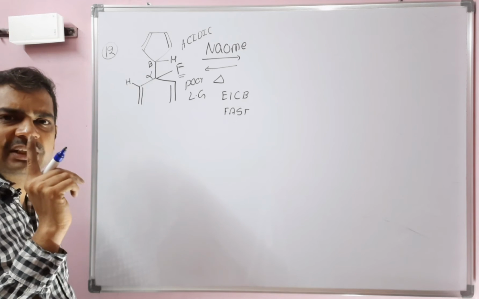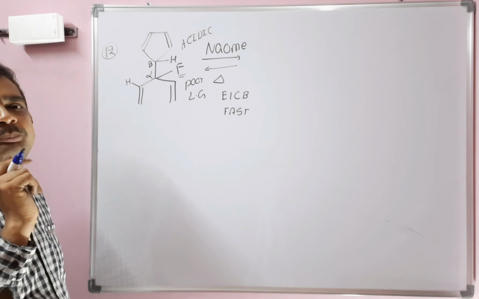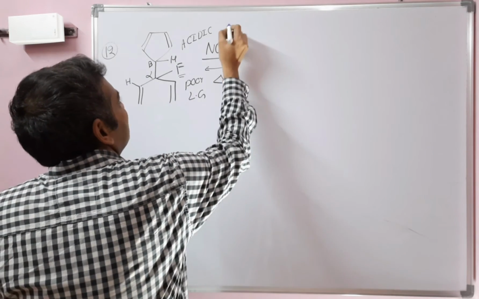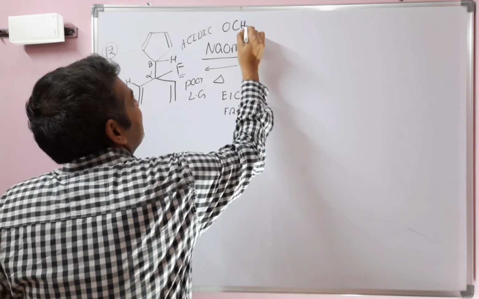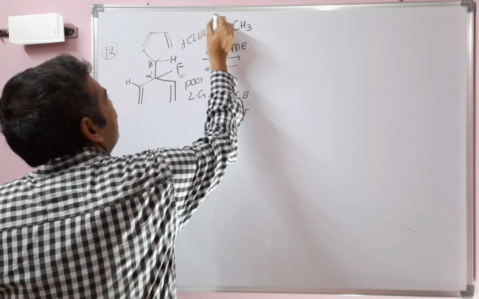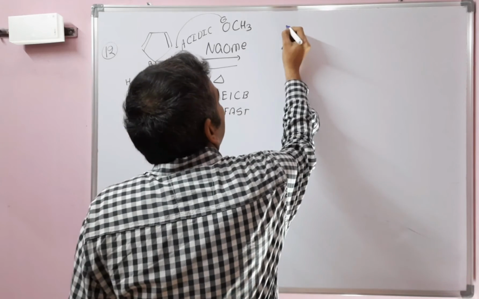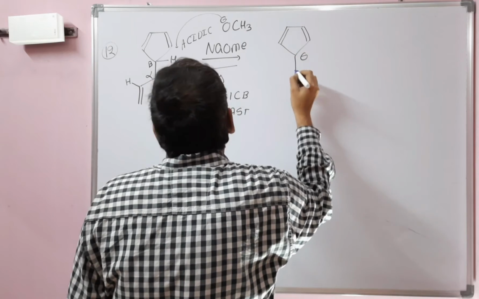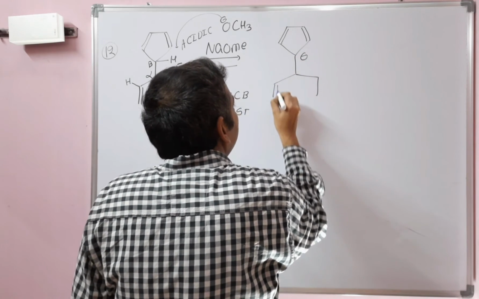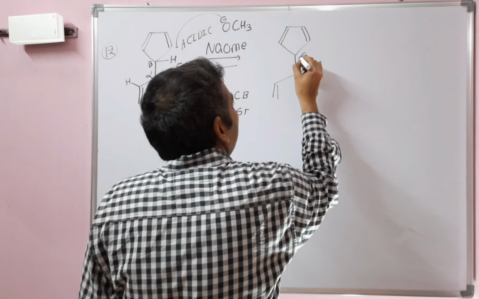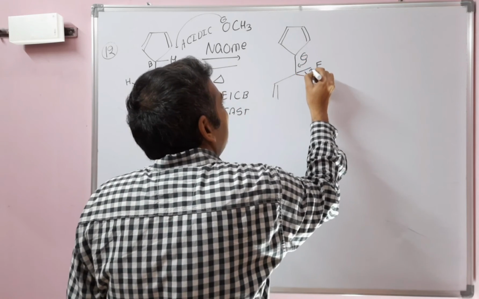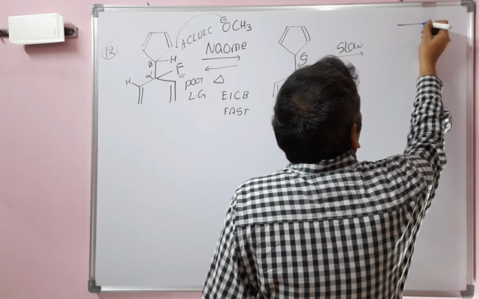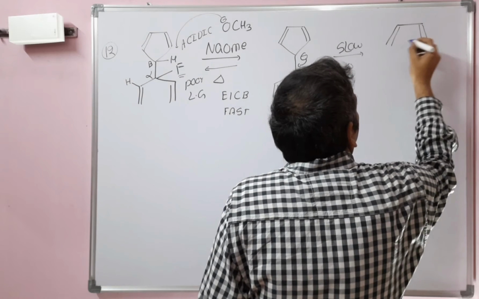To abstract a proton at C double bond C, we need sodamide or LDA. Since we used sodium methoxide here, it is not possible to abstract that proton, so it will abstract this proton to give a carbanion. This is the carbanion that is obtained, a very important example. In the second step, expulsion of the leaving group, a slow step at high temperature, finally the product obtained is this one.